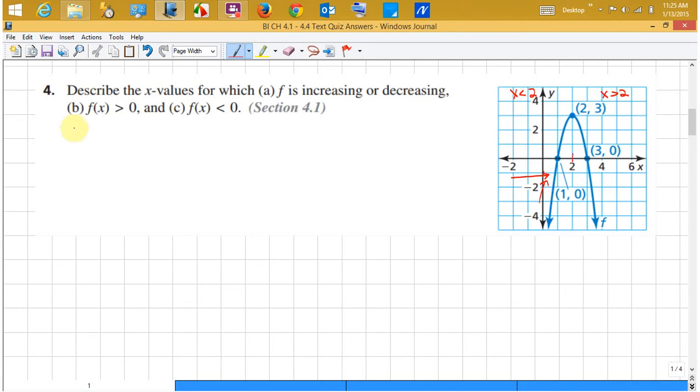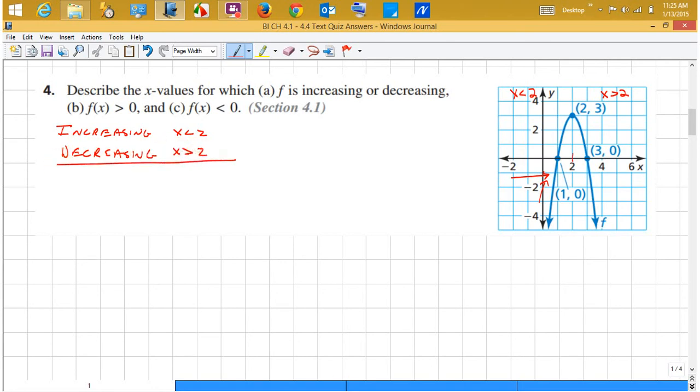So let's go ahead and put that. Increasing is when x is less than 2, decreasing when x is greater than 2.